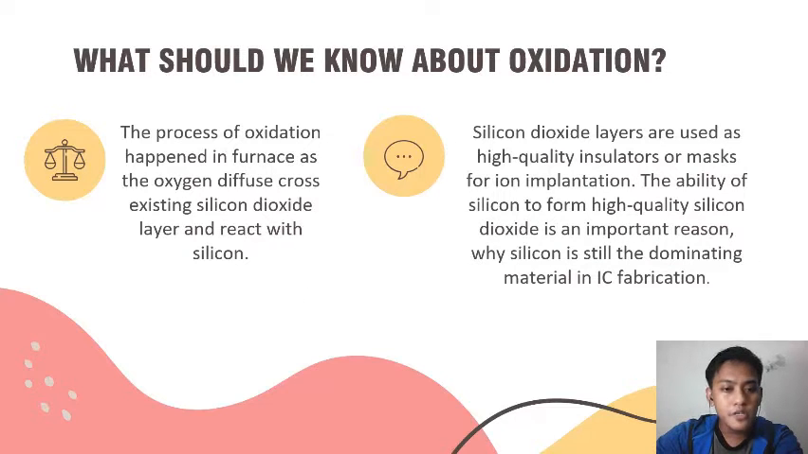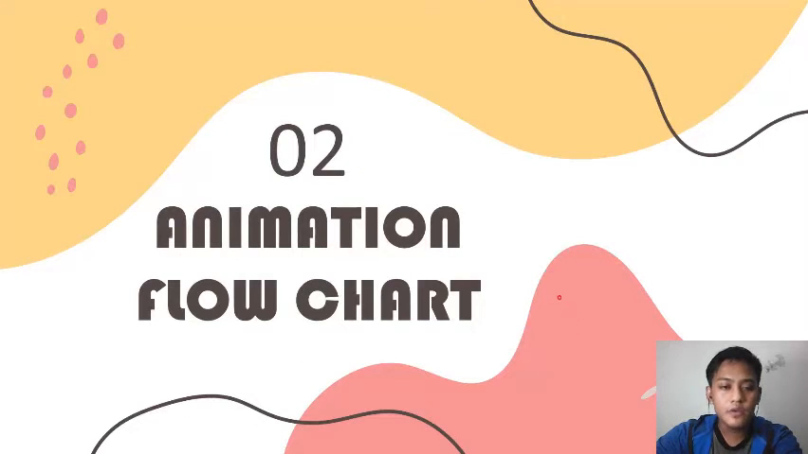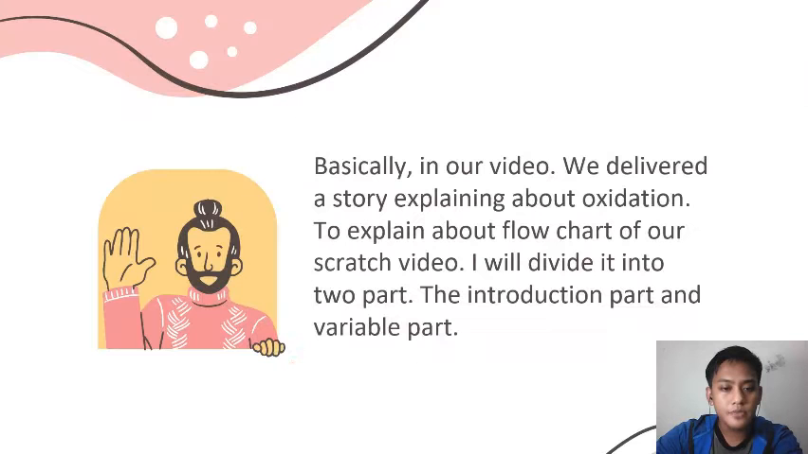Next, the process of oxidation happens in a furnace as the oxygen diffuses across the existing silicon dioxide layer and reacts with silicon. Silicon dioxide layers are used as high quality insulators or masks for ion implantation. The ability of silicon to form high quality silicon dioxide is an important reason why silicon is still the dominating material in IC fabrication. So next, we go to the animation flowchart.